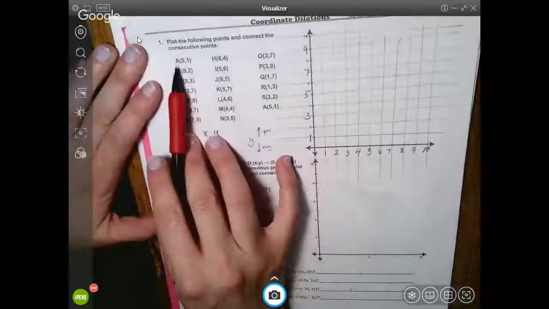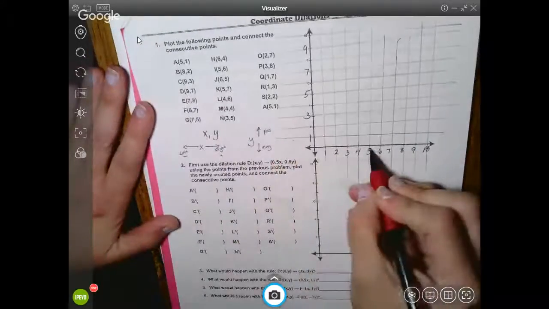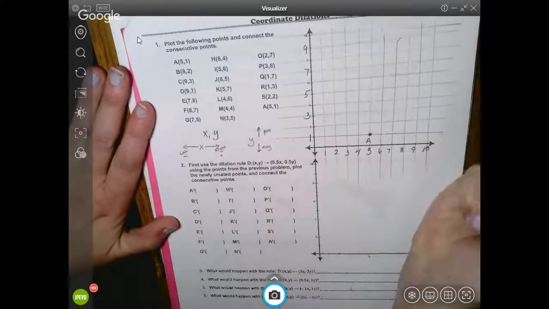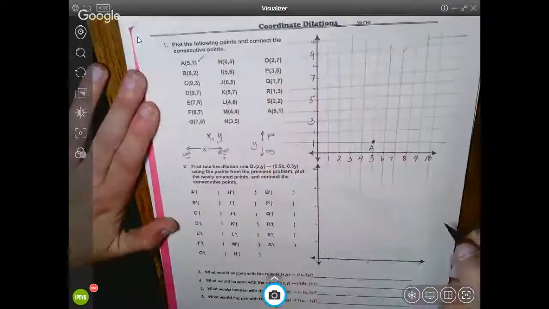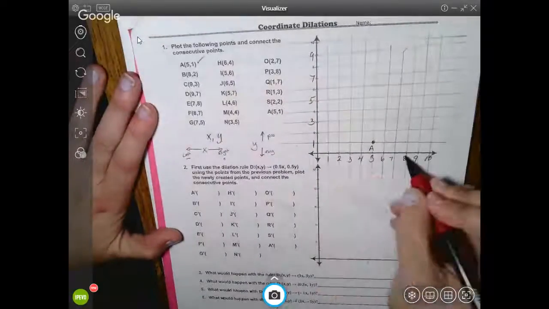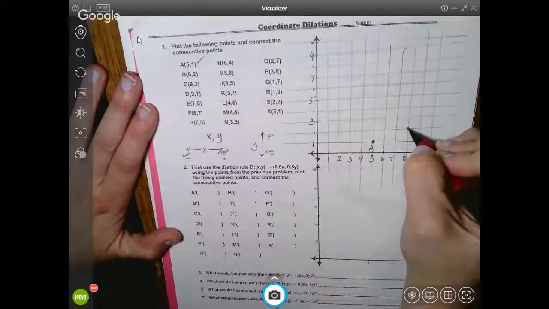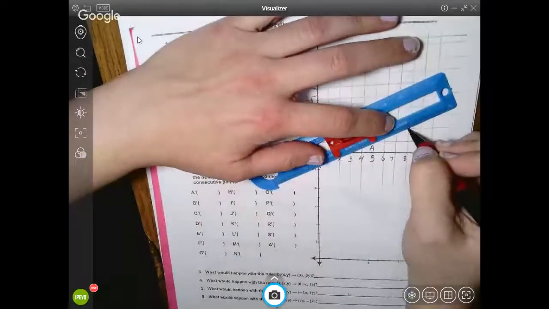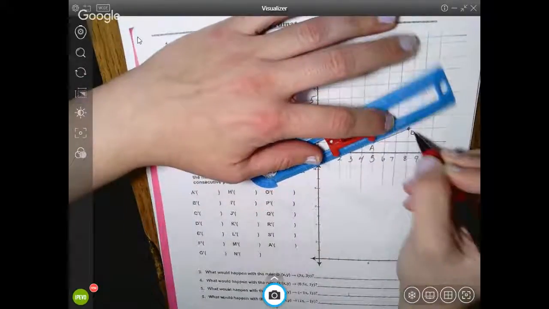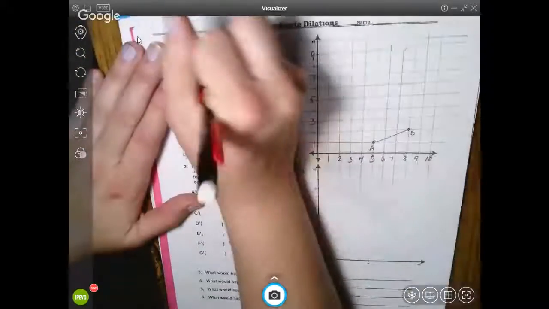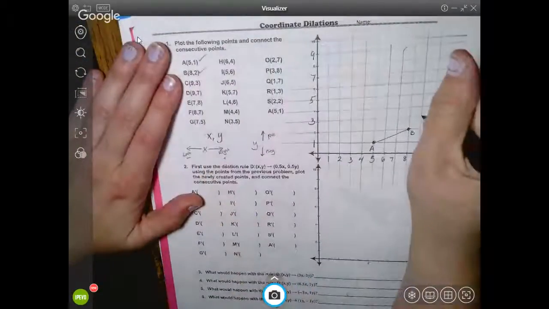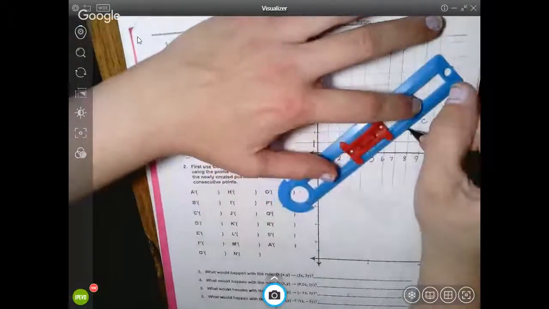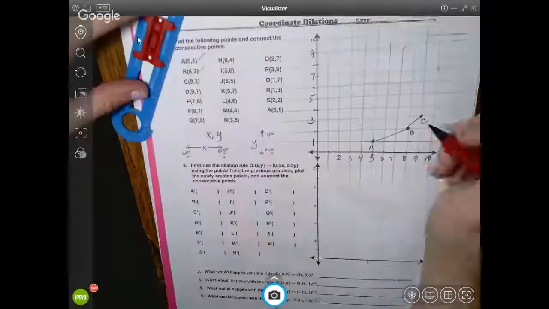So we have like 5, 1. So we'll go over 5, up 1, and you'll plot your first point. So then it says 8, 2. So I go to the right 8, I go up 2, here's my second point, and then I connect the points. If I were you, I would connect it as you go, because students who did not connect as they go, all the points kind of got them mixed up. So that's how you just plot regular points.